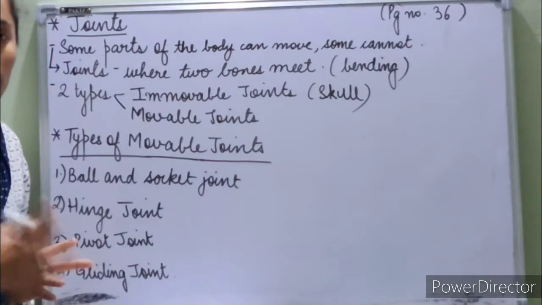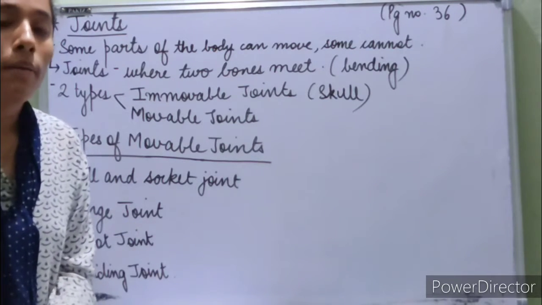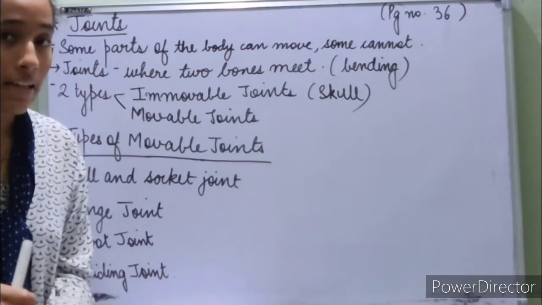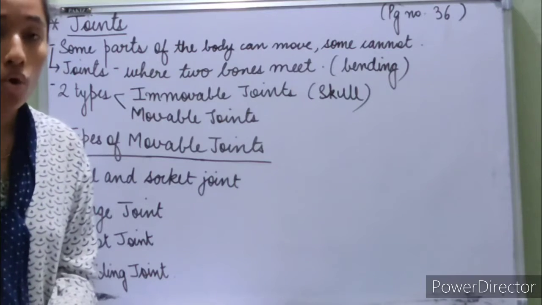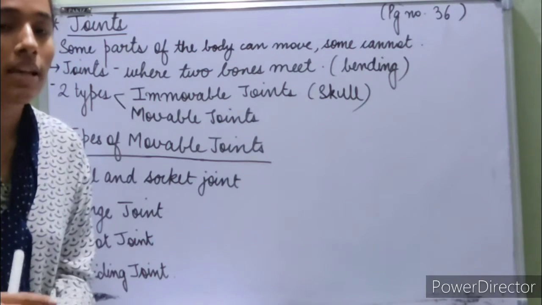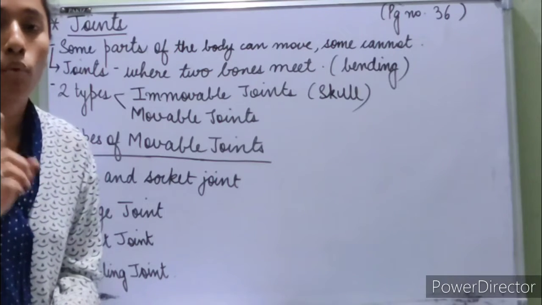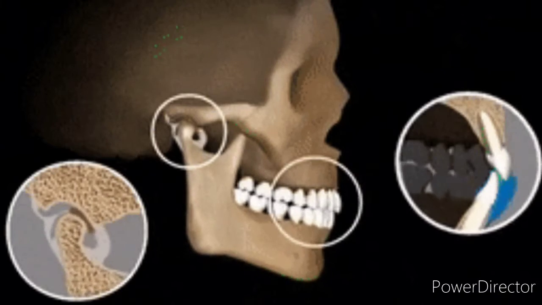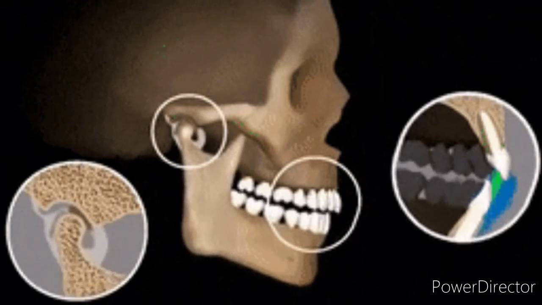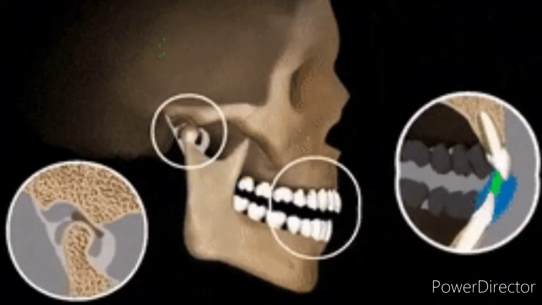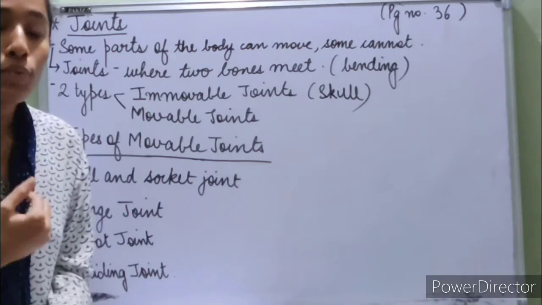Now there are two types of joints. Immovable joints and movable joints. Now if you remember what we learned in last class in the skull part, we learned that in the whole skull, out of the 22 bones, we can move only one part of the skull. Only one bone is movable. Which is that bone? That is the lower jaw. We can only move the lower jaw of our skull. So, the lower jaw is a movable joint, which means we are able to move it.